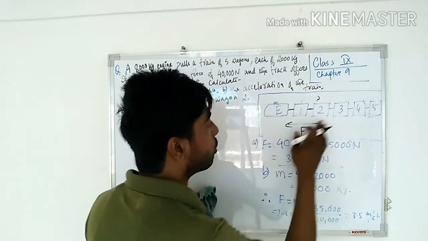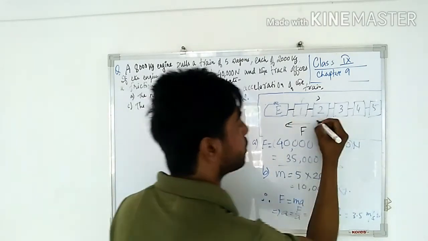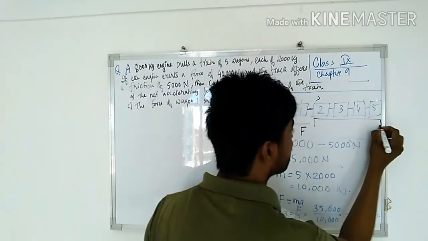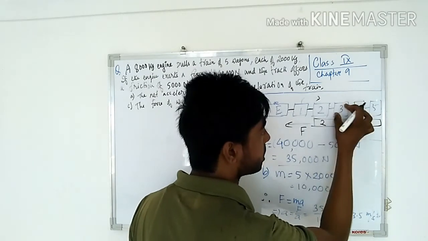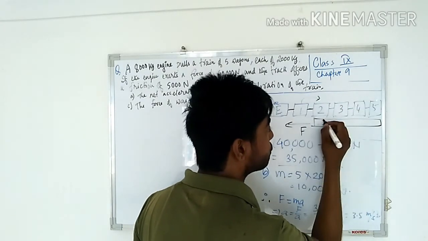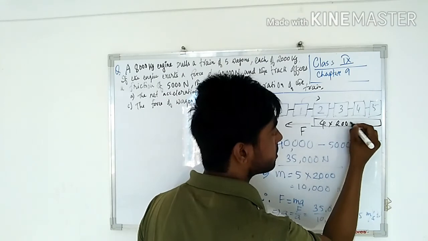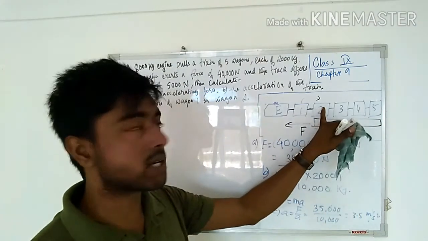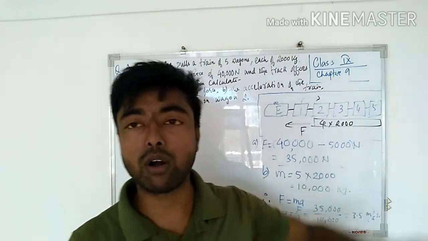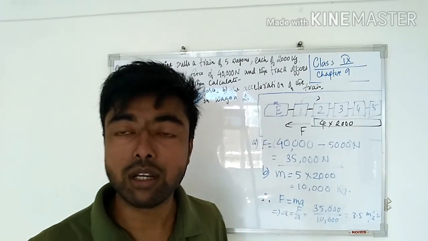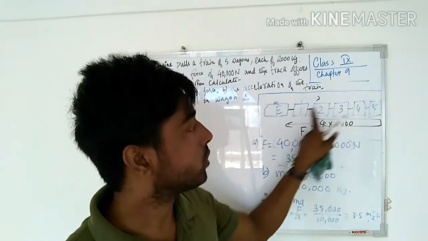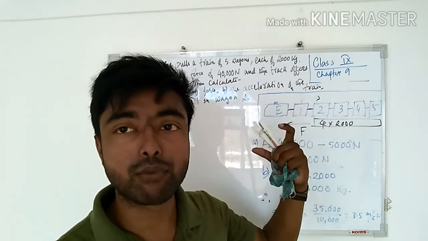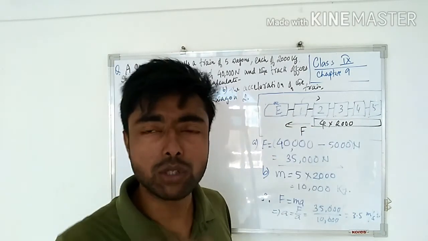That means wagon 1 is pulling how much mass? Here 2000, 2000, 2000, 2000. So can I write 4 into 2000? Wagon 2 का mass 2000, 3, 4, 5 all are having how much? 2000 kg of mass. So wagon 1 is pulling 4 wagons, and 4 wagons का mass कितना होता है? You need to find out force.